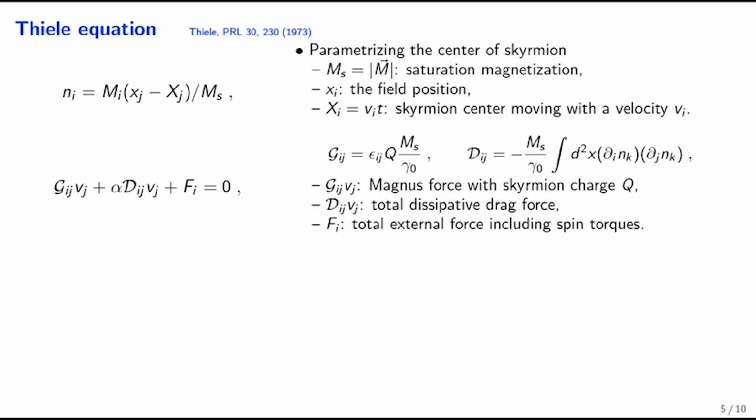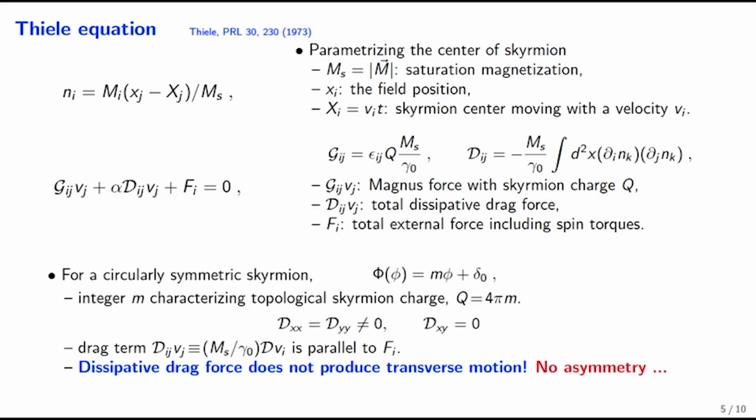Initially, I tried to understand the effect of Hall viscosity, or the asymmetry I talked about, in the drag force term. When I consider the circularly symmetric Skyrmion configuration with an angle phi and integer m that is related to the topological charge, the dissipative drag contribution is actually symmetric, and so it is parallel to the forcing direction. So that means that it does not produce transverse motion, nor the asymmetry between the Skyrmion and anti-Skyrmion.